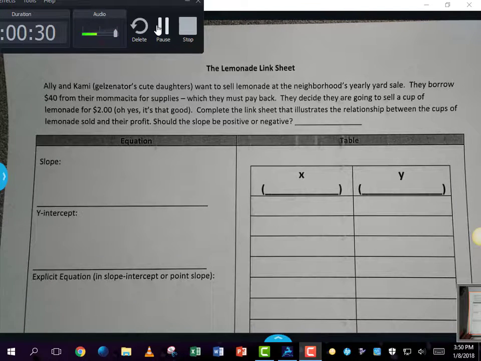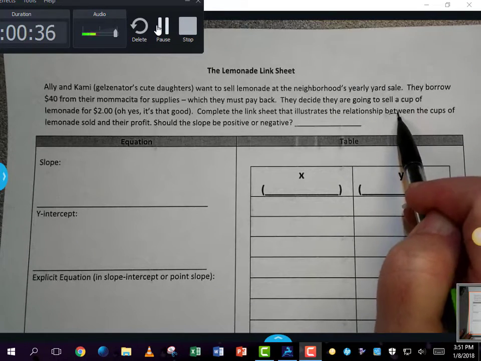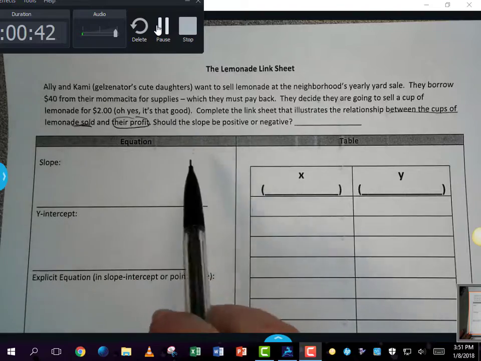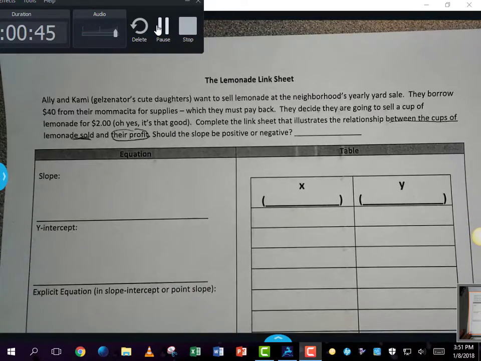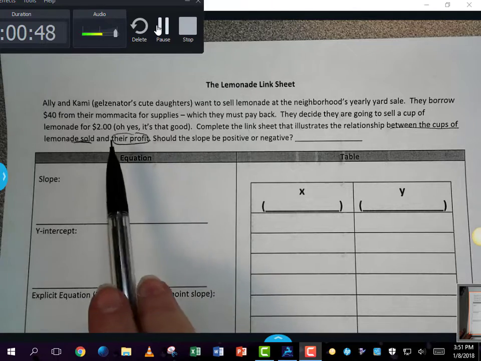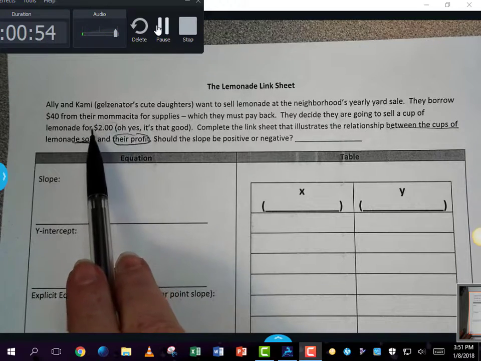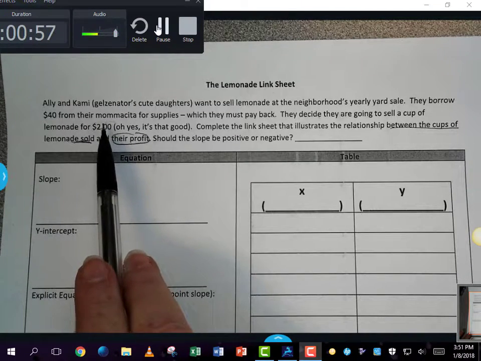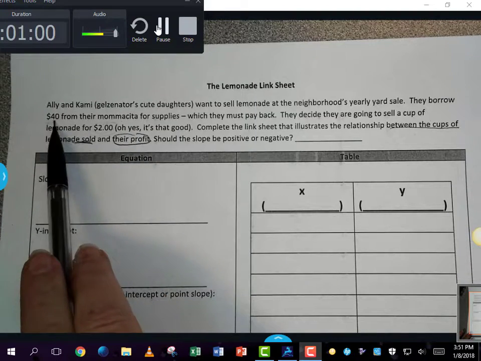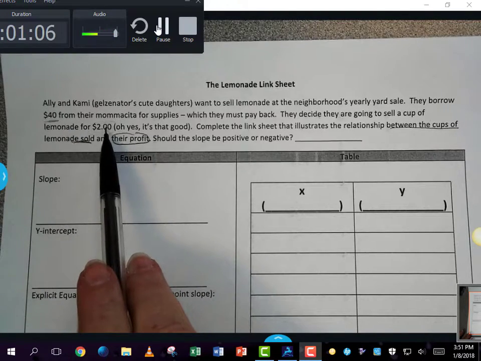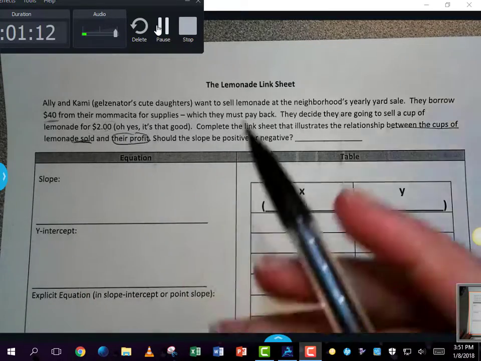Complete the link sheet that illustrates the relationship between the cups of lemonade sold and their profit. Should the slope be positive or should the slope be negative? Well, if they are charging $2 per cup, as they add another cup sold, the total amount that they've earned increases. They do have to pay back me $40, but that doesn't change the fact that every time they sell a cup of lemonade, they've earned more money. So this would be a positive slope.